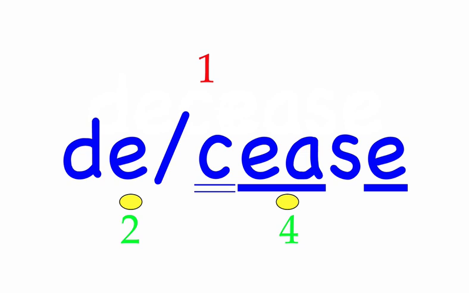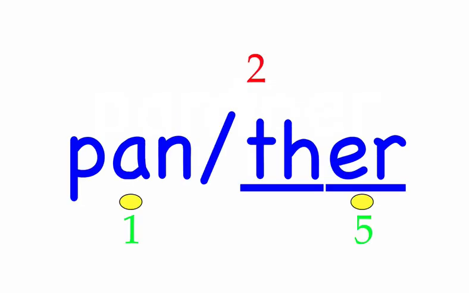Panther. Panther. The panther stalked his prey. Panther. Pan, three sounds. P, A, N. Ther, two sounds. Th, er. Panther. Mark the word. Panther. Our final row 10, unit.